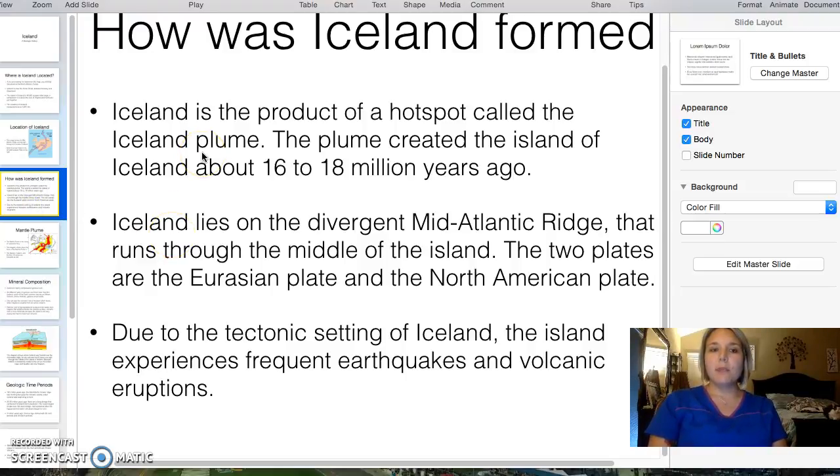How was Iceland formed? Iceland was formed over a hotspot called the Iceland plume. The plume created the island about 16 to 18 million years ago. Iceland lies on the divergent mid-Atlantic ridge, and this runs through the middle, like shown in the previous slide, between the Eurasian plate and the North American plate. Due to the tectonic setting of Iceland, it can experience frequent earthquakes and unpredictable volcanic eruptions.